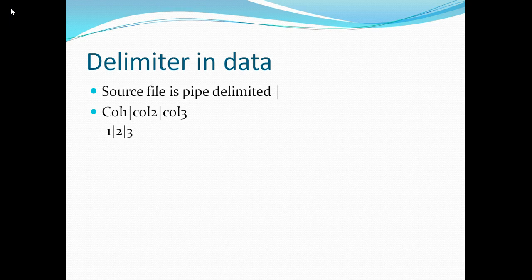Now let's understand what exactly this means. I have a source file that is pipe delimited. It has 3 columns, col1, col2 and col3. This is my header record, col1, col2, col3, and this is my data 1, 2, 3 separated by pipe. Now the second row I have, the problem here with col2 is that col2 actually contains pipe as a part of its data. So this entire text is column 2.